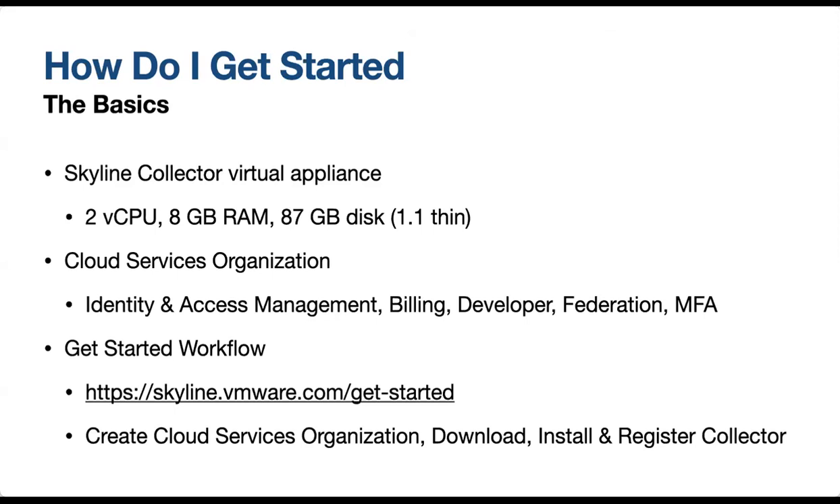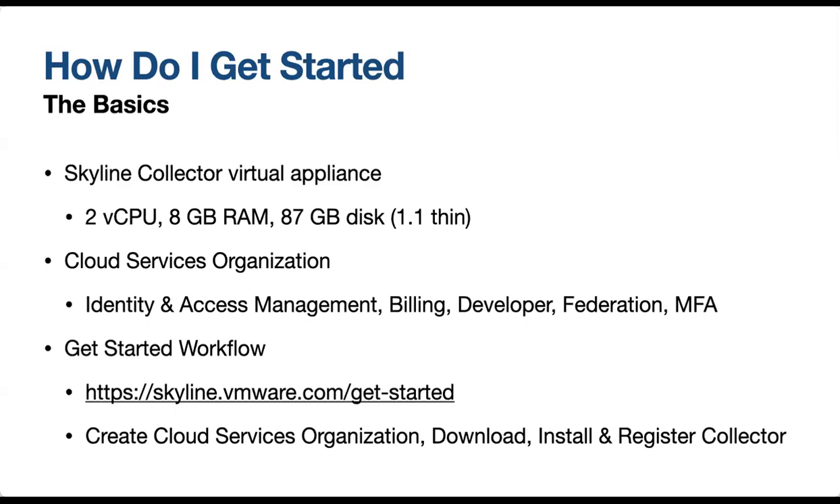So how do I get started? Really, the first step is the Skyline Collector virtual appliance. That's really all that appliance does: it collects product usage data and the support bundles. The product usage data is that product metadata I spoke to previously. Again, it's minimal in size. I mean, we're talking bytes, kilobytes in size. That data collection size is shown within the Skyline Collector virtual appliance.